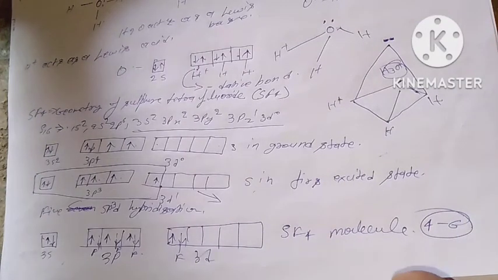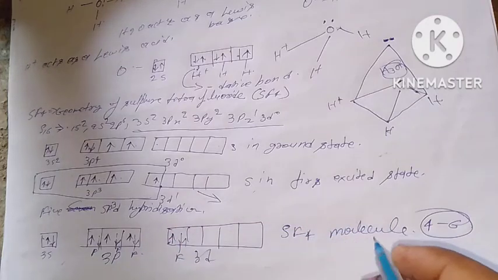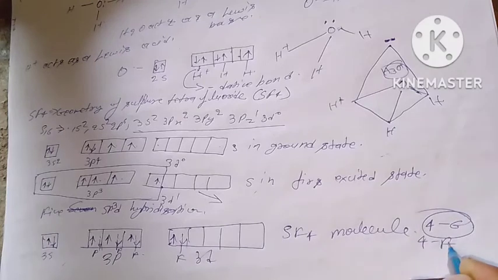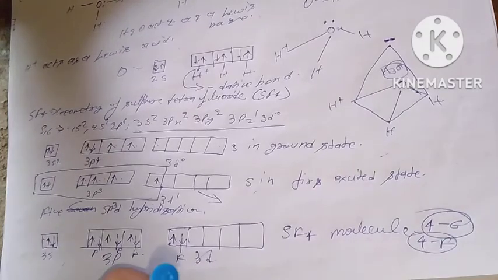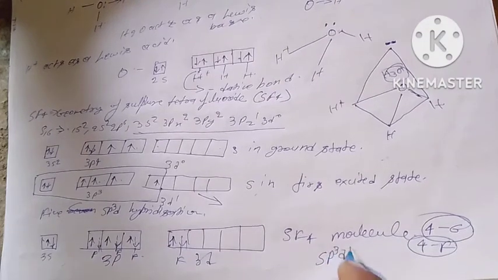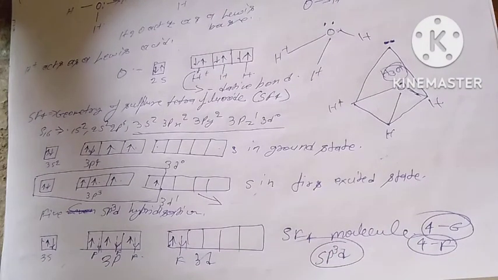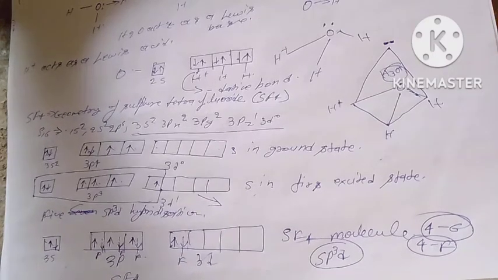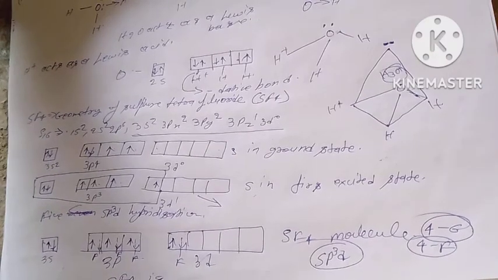These bonds form with the 2pz1 atomic orbitals of the 4 fluorine atoms. Due to the presence of 4 bond pairs and 1 lone pair, hybridization in SF4 is sp3d. Hence, the structure of SF4 is trigonal bipyramidal.